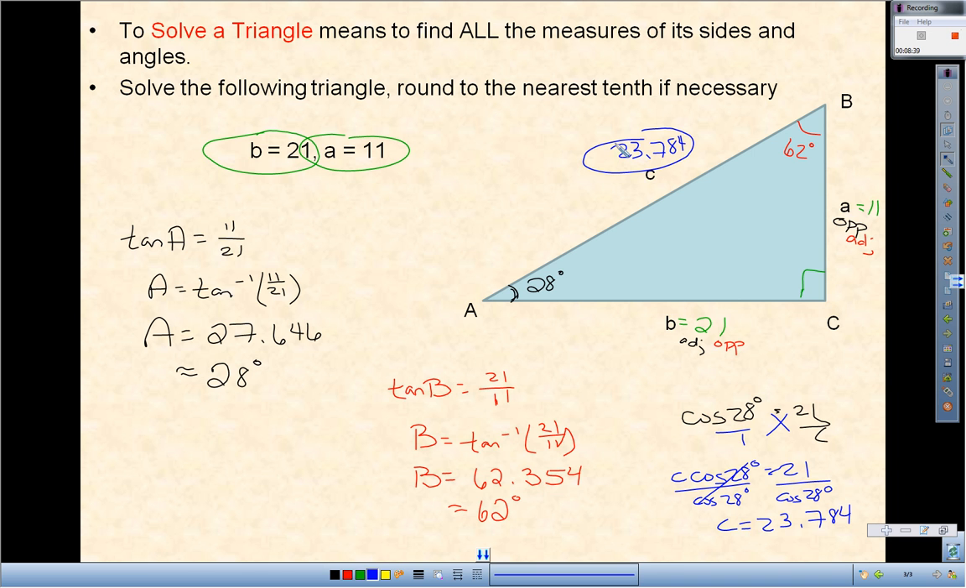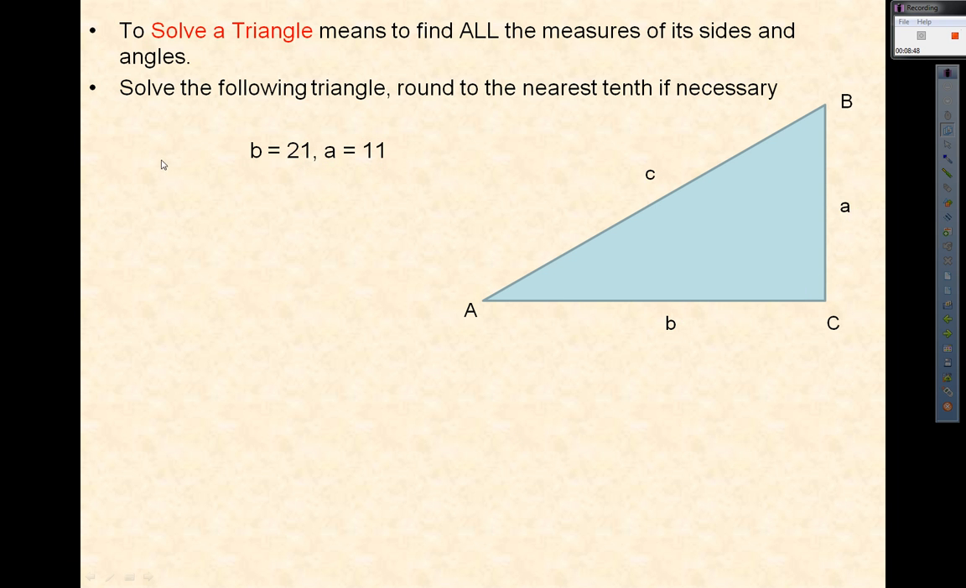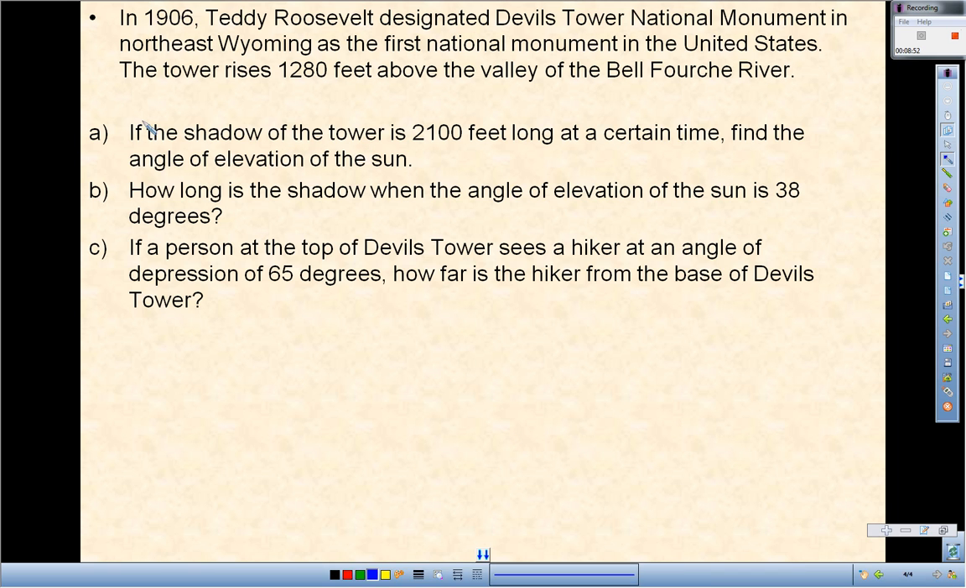Okay, it wouldn't be a trig day if I didn't have a word problem for you. So here's our word problem for today. It says, in 1906, Teddy Roosevelt designated Devil's Tower National Monument in northeast Wyoming as the first national monument in the United States. The tower rises 1,280 feet above the valley of the Belle Fourche River. So whenever you do a trig problem, make sure you take the time to draw that picture. So here's my tower. Oh yeah, looks really great. You can tell that I was an art major in college. And basically this tower is 1,280 feet tall.